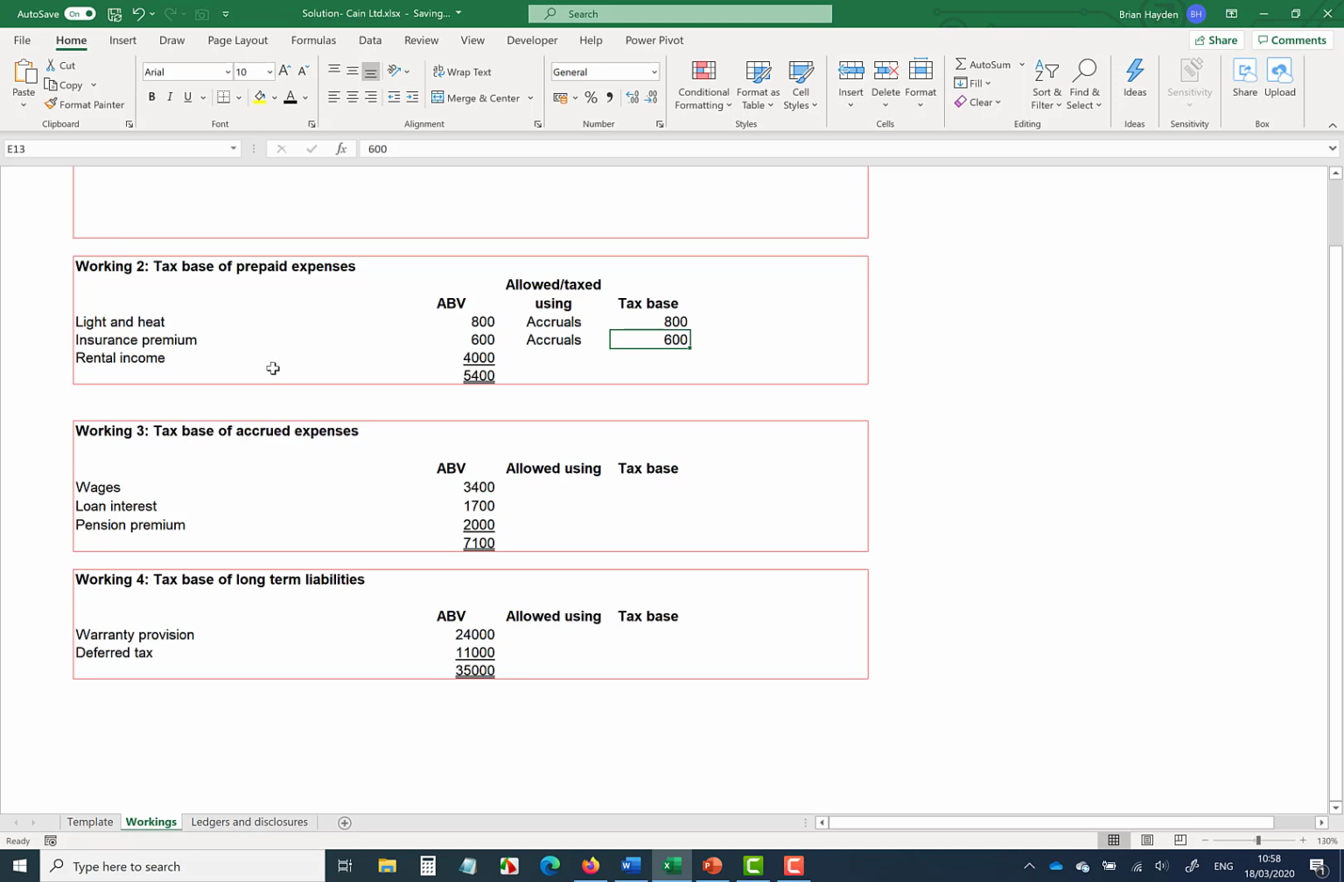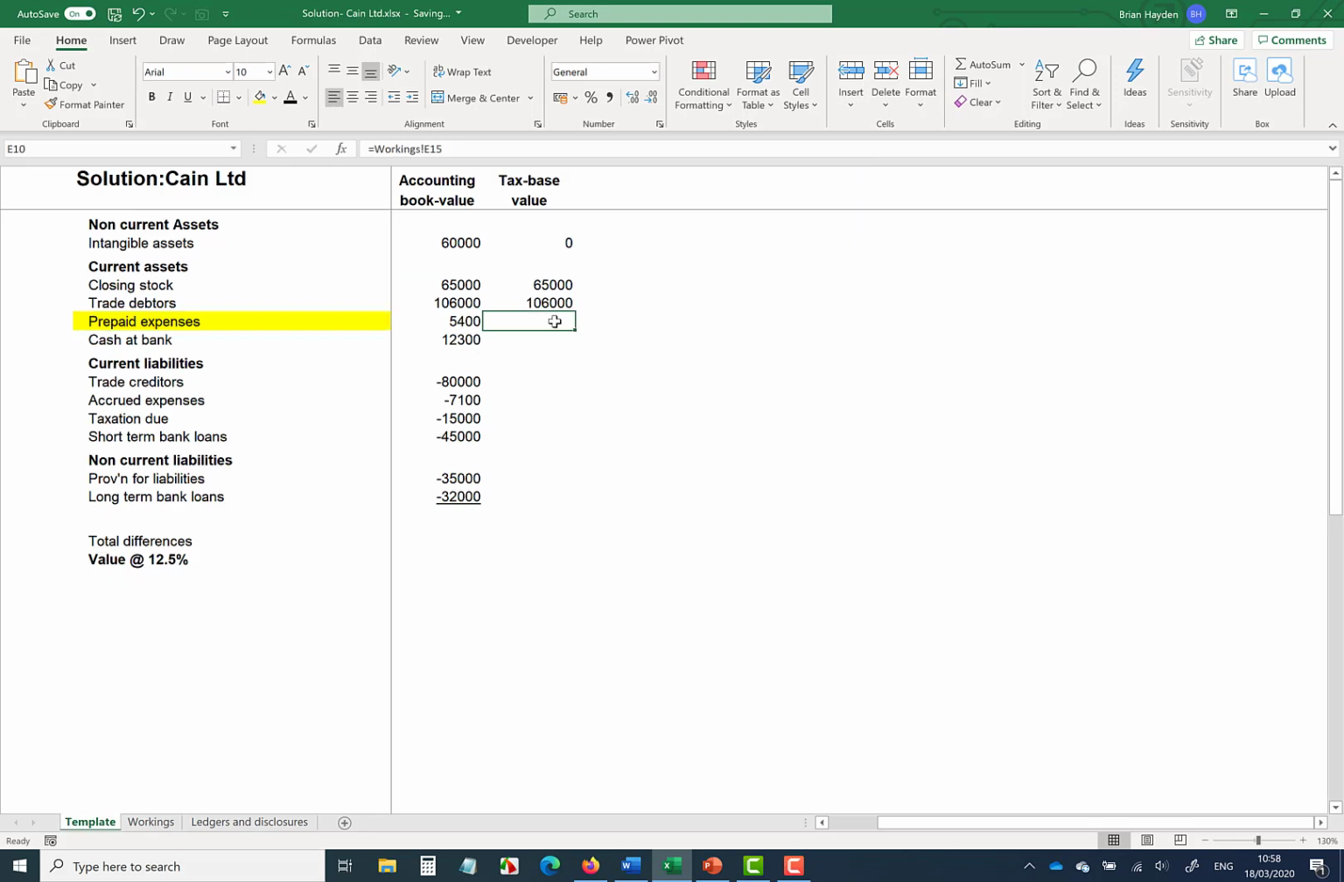And for rental income, this is taxed on an accruals basis or strictly an income receivable basis. So it is exactly the same outcome. It's an accruals basis, so its tax base matches its carrying value. So in this particular question, both the accounting book value and the carrying value and the tax base value of prepaid expenses match each other. So 5,400 goes into my tax base value.